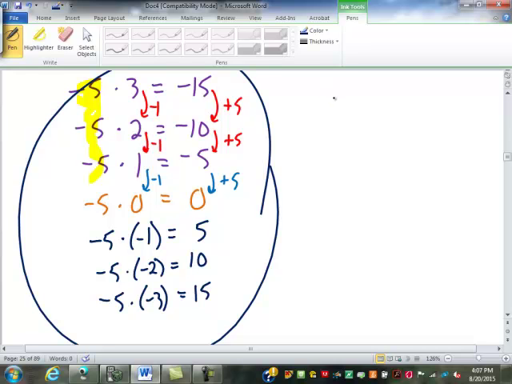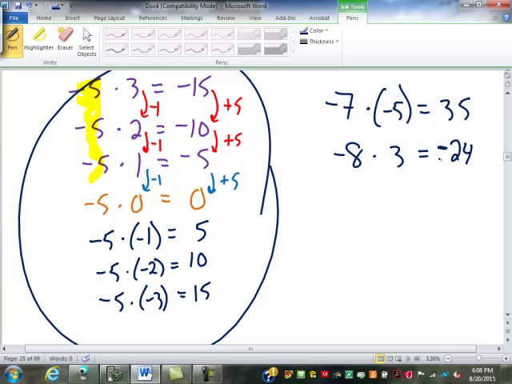So let's say I have negative 7 times negative 5. What do I get? Positive 35. Negative 8 times 3, 24. Negative 24.